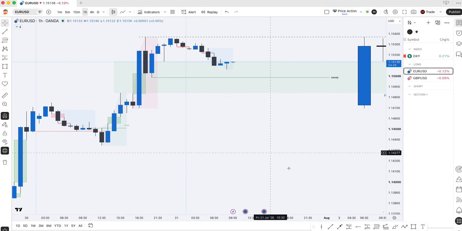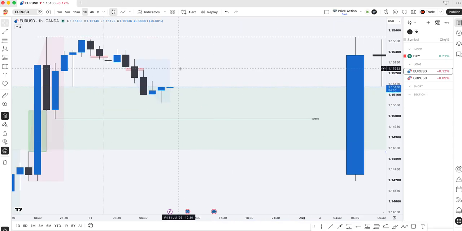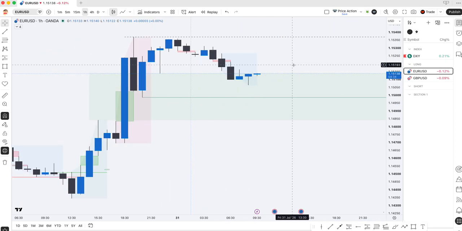So we have a swing point. And the other good thing is we also have an hourly fair value gap, which also coincides with the swing point. It's really powerful and it's a really high probability setup as of right now. We are in Asian session.